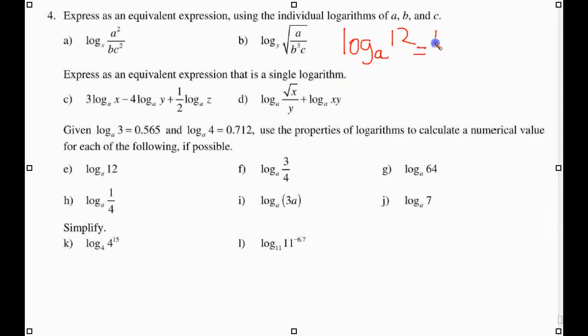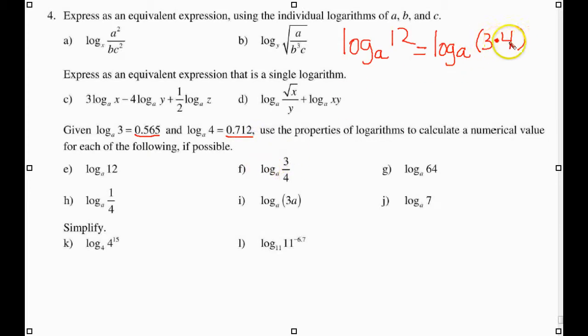Well, this would be log base a of 12 is, I'm going to take this 12 and go 3 times 4. The 12 is 3 times 4. And this would be then the log base a of 3 plus log base a of 4. Well, they give us the value of 3 here, and they give us the value of 4.